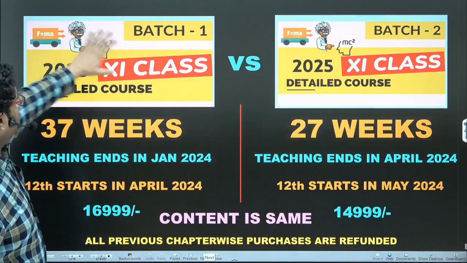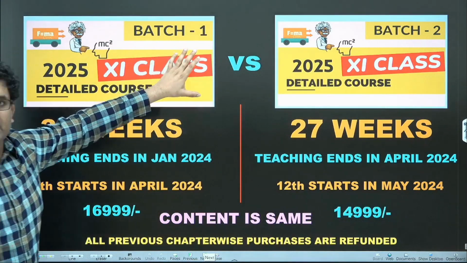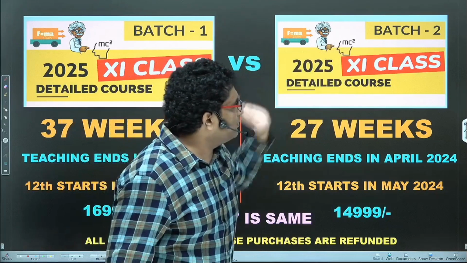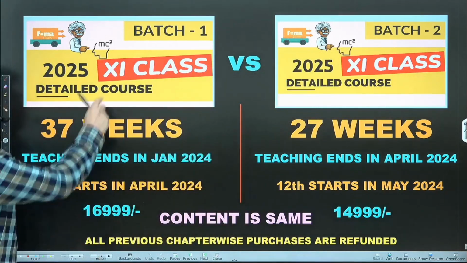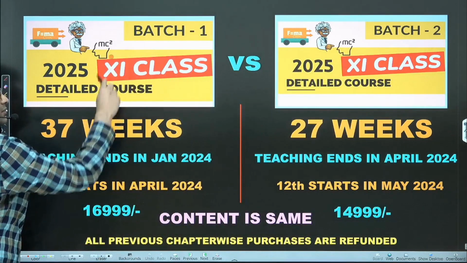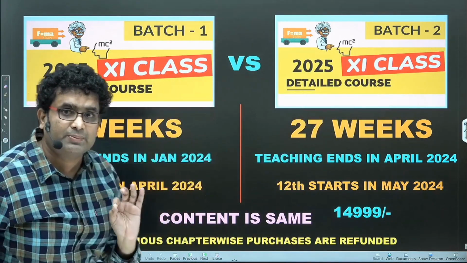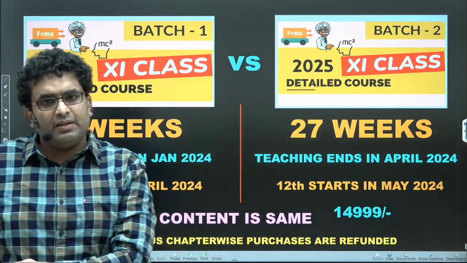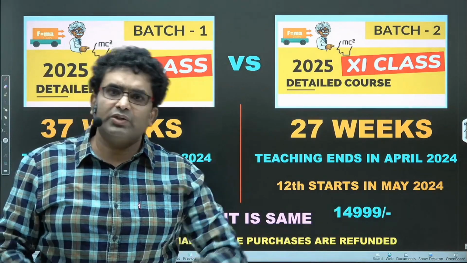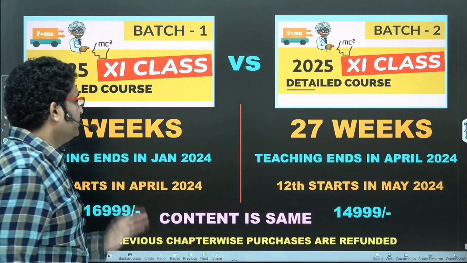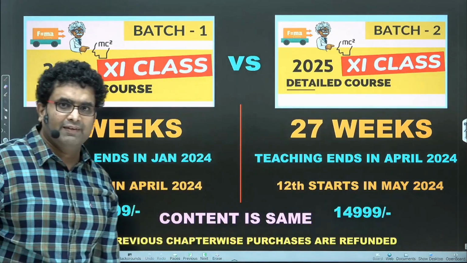Okay, so this is the thumbnail that you will get in the apps wherever you are purchasing the course for batch 1 and batch 2. Batch 1 is for the 11th class. Please remember, this is the 11th class syllabus, and this is for 2025 aspirants, whether you have been with me in the past few months or you have joined just now. So if you are a 2025 aspirant, these are the options that are available for you.